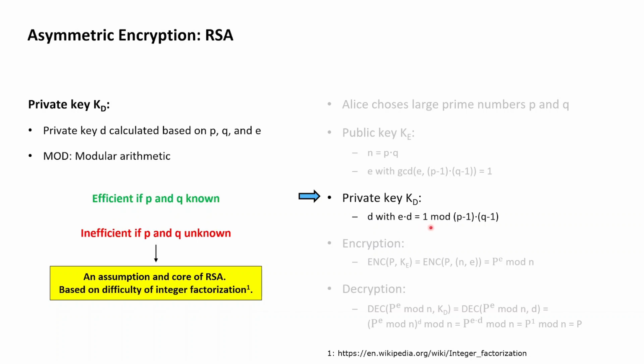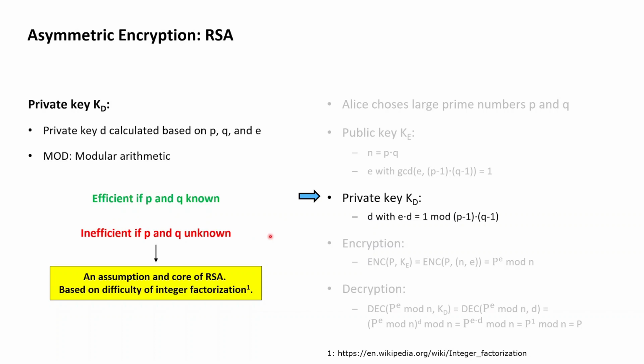This property is essential so that later on the decryption process can undo the encryption process, as we will see later on. Calculating such a d can be done very efficiently by Alice, who knows her two private prime numbers P and Q, and for which she can use the extended Euclidean algorithm. On the other hand, no efficient algorithms are known to calculate the private key d if the prime numbers P and Q are not known.